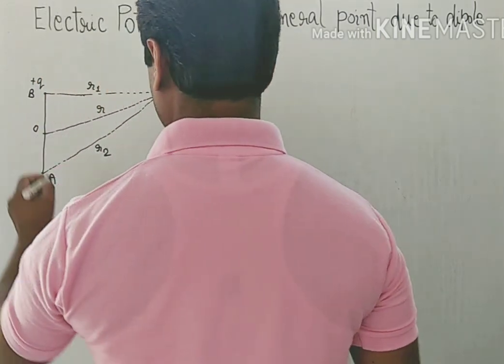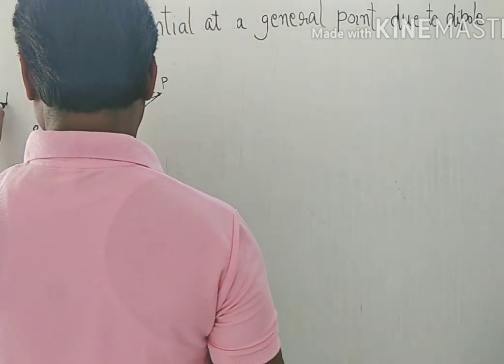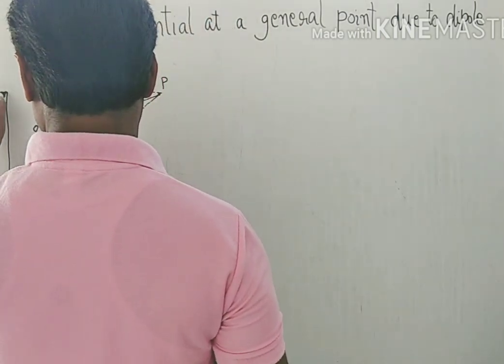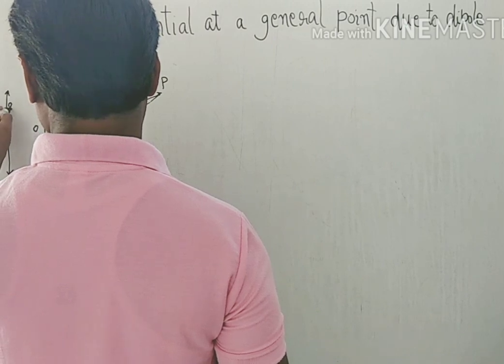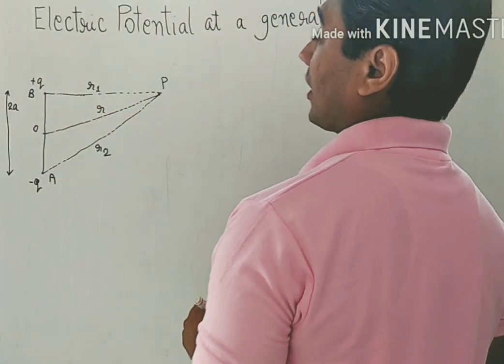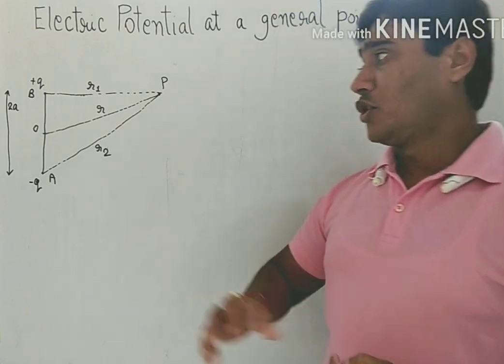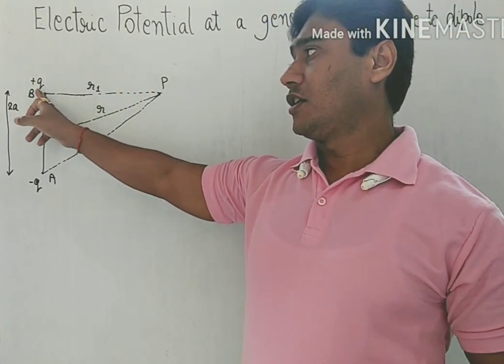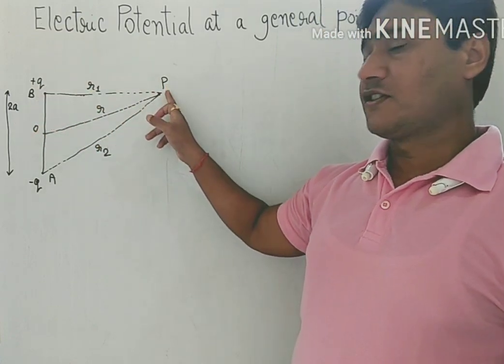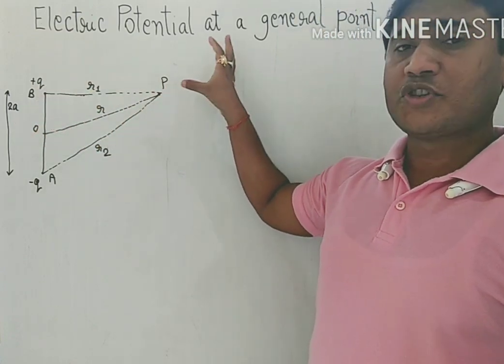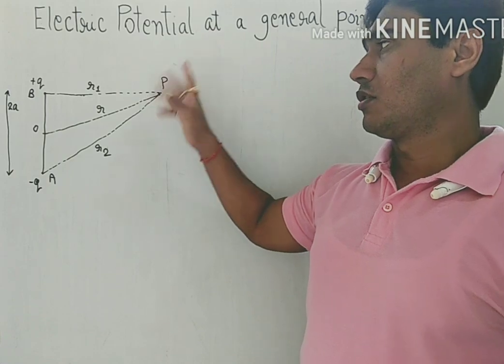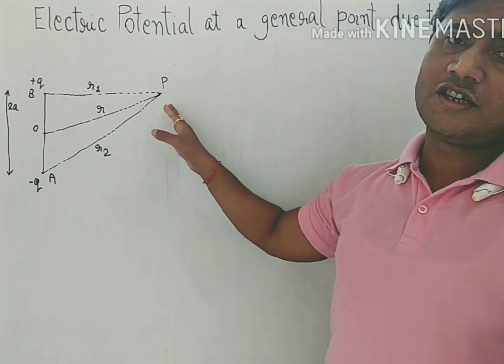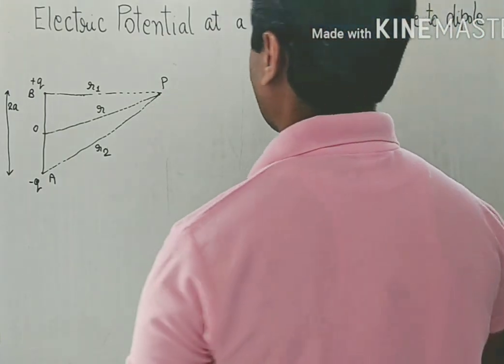Now, what do we do? Here the length of the dipole is taken as 2a. We will write the potential due to the minus Q charge at P, and then the electric potential due to the plus Q charge at P, and applying the principle of superposition, the total potential will be calculated at P. So let's proceed now.